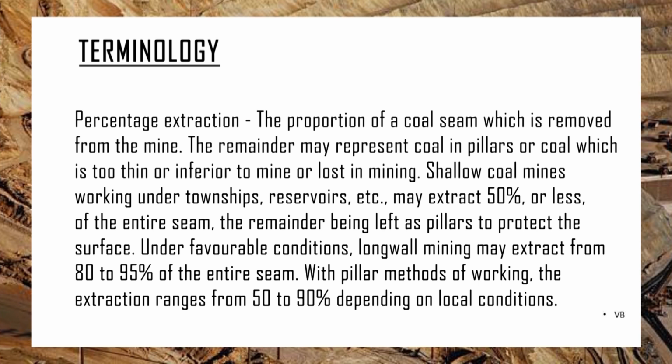Shallow coal mines working under townships, reservoirs, etc. may extract 50% or less of the entire seam, the remainder being left as pillars to protect the surface under favorable conditions. Longwall mining may extract from 80 to 90% of the entire seam. With pillar methods of working, the extraction ranges from 50 to 90% depending on local conditions.